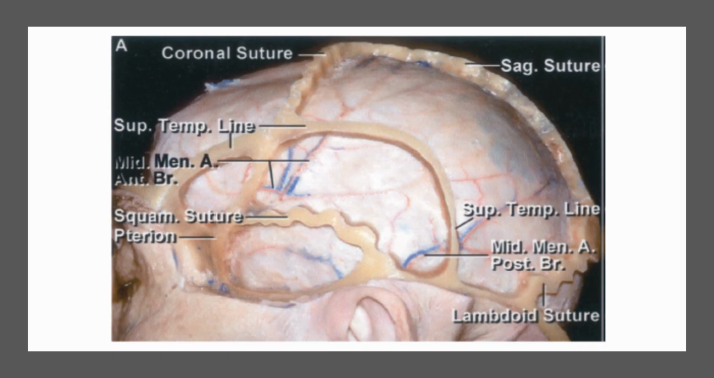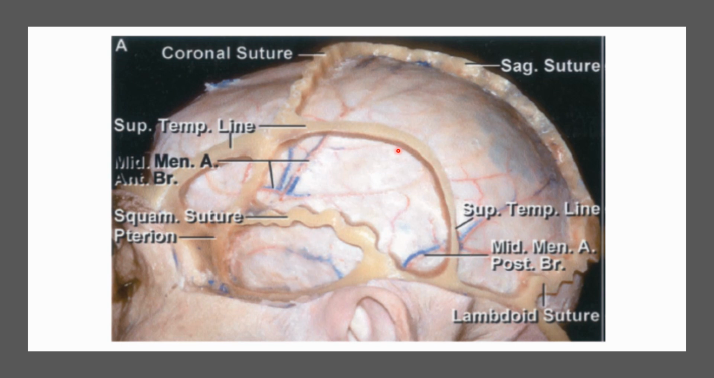So we'll start by reviewing the brain anatomy. As you can see from this photograph, the skull bone has been removed except for the suture lines. This is the front, this is the eye, this is the ear, this is the back, and this is the pterion, which is the confluence of the coronal sutures with the squamous sutures. Here the squamous part of the temporal bone has been removed.